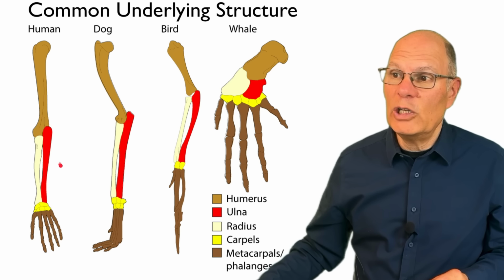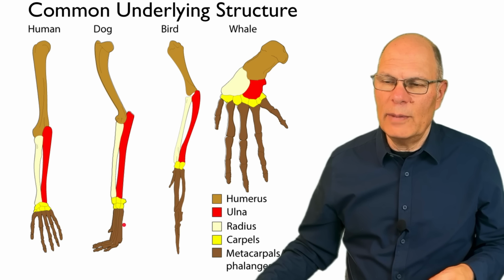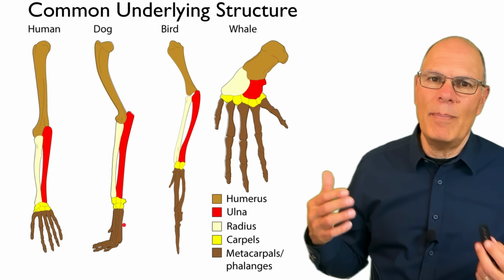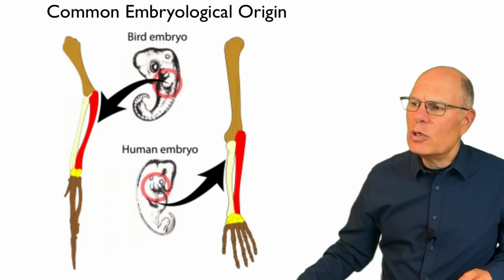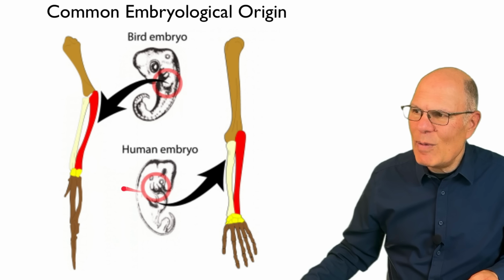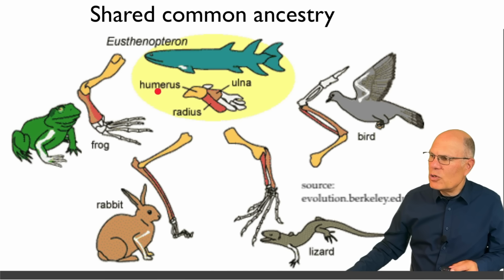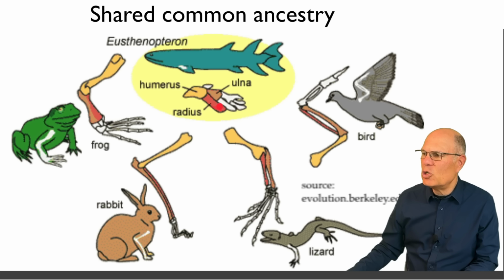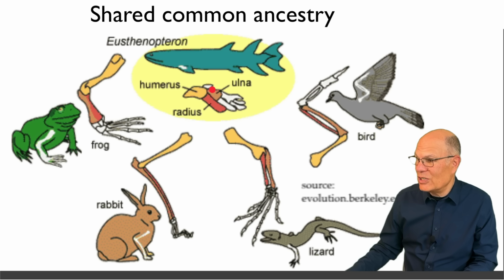Here's the forelimb of a human, dog, bird, and whale. The bones that make up their forelimbs have been given the same name by anatomists who recognize that they were the same bones. You can also see that they develop from the same piece of tissue embryologically. It's because these structures evolved from a common ancestor who had these structures, and then natural selection, evolution, led these structures to evolve differently in different lineages.